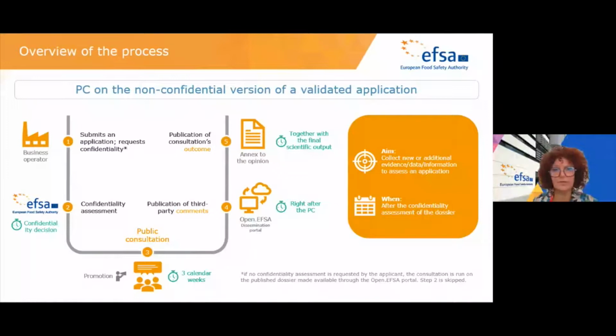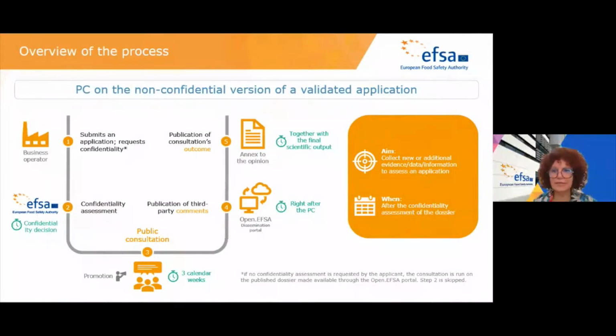Once the public consultation is finalized, we reach step 4, and here we have 2 actions. The first one is that the comments received go immediately public on OpenEFSA, on the dissemination portal. So it's an automatic step. And then the comments received go also in step 5 to the working group that will consider the comments received during the public consultation. And these comments and how they have been considered will be available in an annex to the scientific opinion once the scientific opinion is finalized. So together with the final scientific output, the public will find an annex with the outcome of the comments received. So this is about transparency, considering as much information as possible.